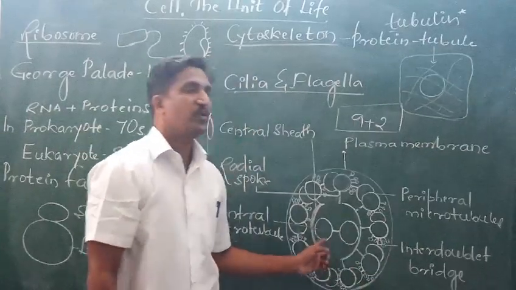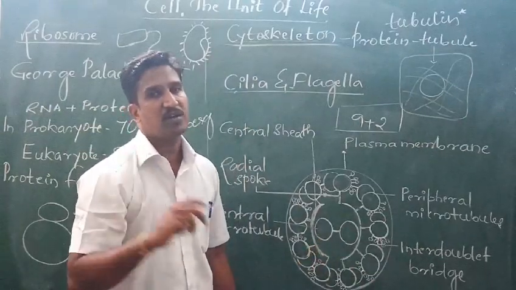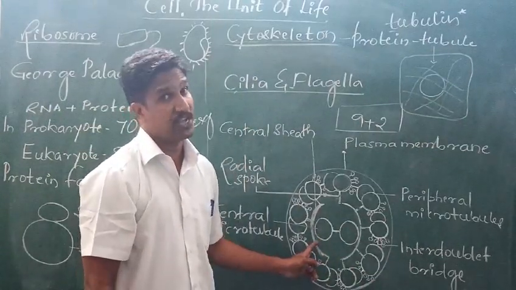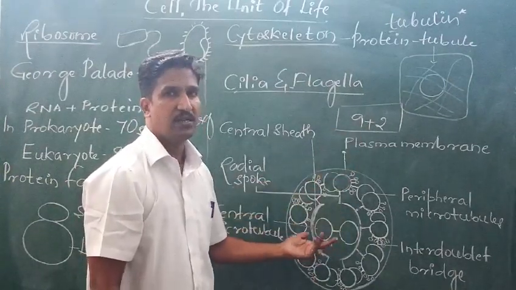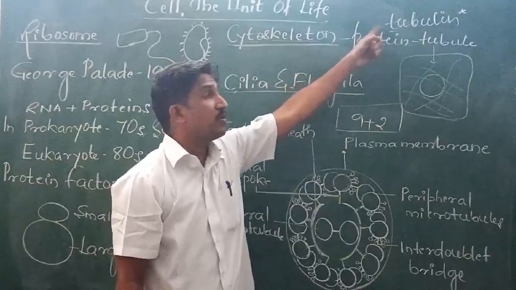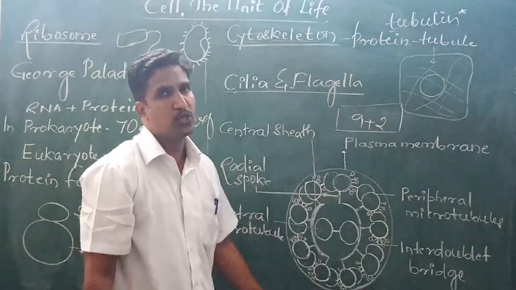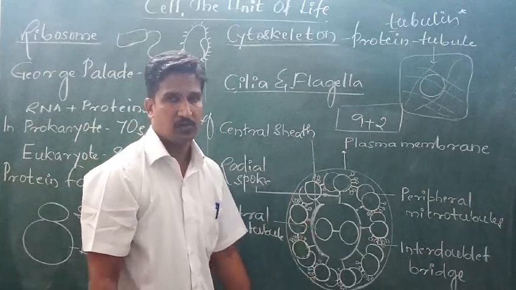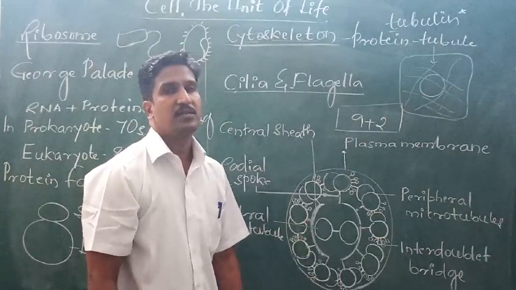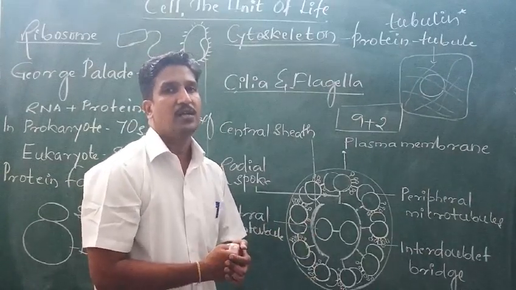Sometimes this question is asked for 2 or 3 marks: draw a neat labelled diagram of flagella, with the 9 plus 2 doublets. The microtubules are mainly made up of the protein called tubulin. That's all. The rest we will study in the next class.